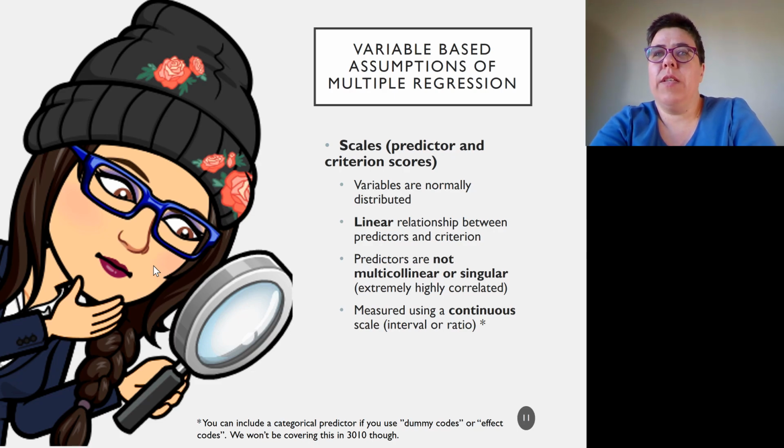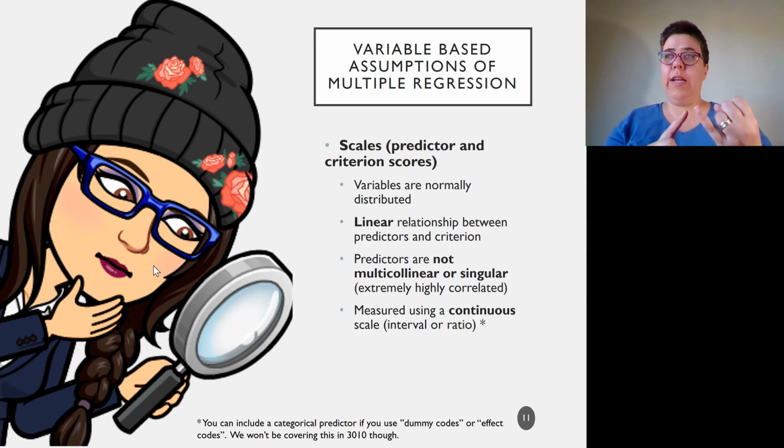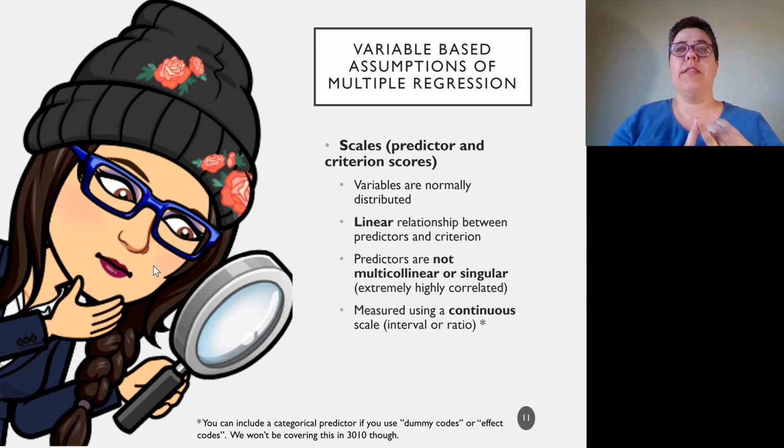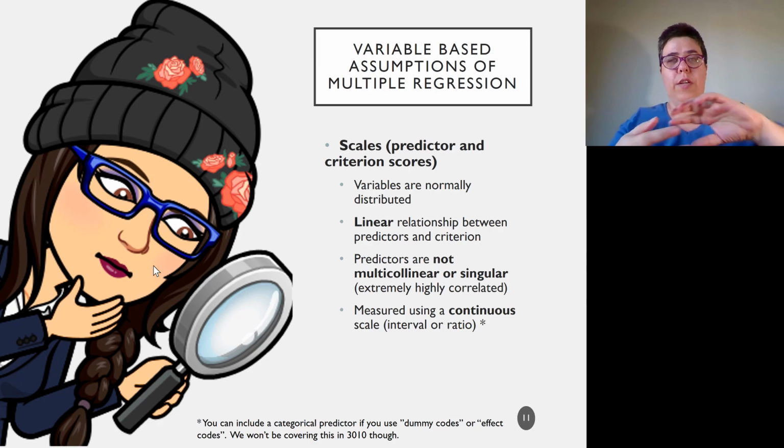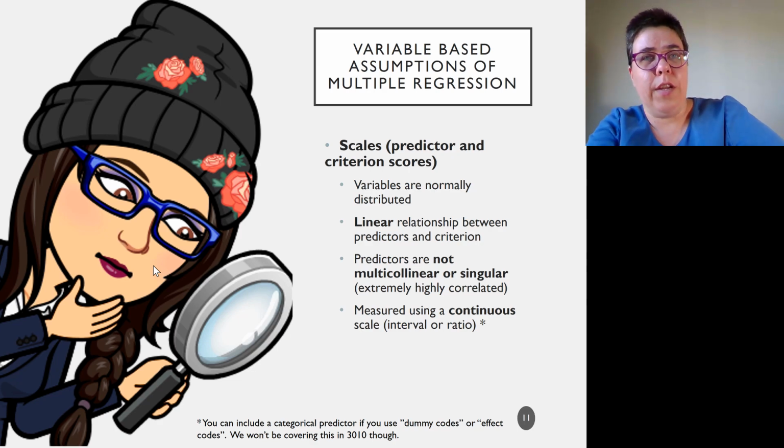So variable-based assumptions of multiple regression, as covered in week 8, include that both the predictor and the criterion scores, that is the IVs and the DVs, are normally distributed, with a linear relationship between the predictors and the criterion, and that the predictors are not multicollinear or singular. In other words, they're not overlapping wildly. We haven't talked about singularity yet.